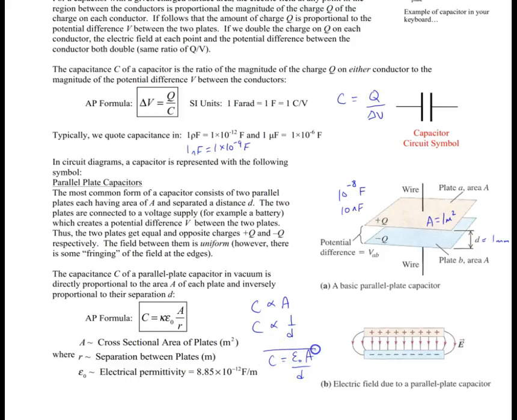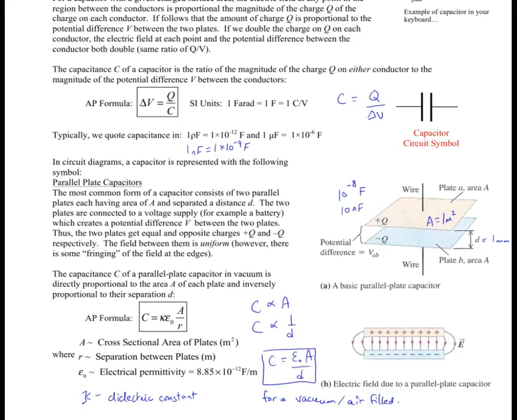Now, the equation I've just written is the equation for a vacuum or air between the two plates. If you simply have air or a vacuum between the two plates, then you can use this formula. Notice that this more general formula has this variable K. Technically, it's a kappa, and that kappa is the dielectric constant. It's due to the substance that you could put in between the plates.